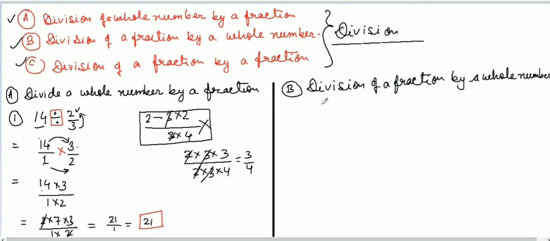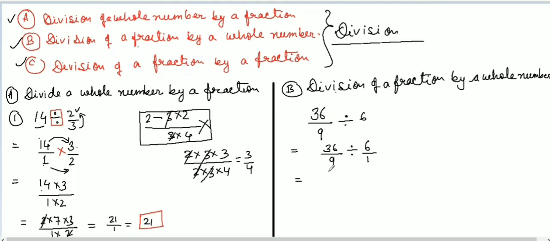Now I'm going to take the second part, which is division of a fraction by a whole number. I'm going to take the fraction 36 over 9 divided by 6. Now how to do this one? Write the first fraction as it is, which is 36 over 9. Write down the divide and make the whole number 6 a fraction by adding 1 underneath, 6 over 1.